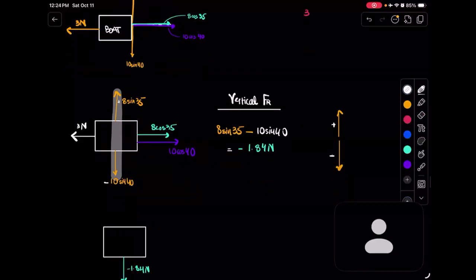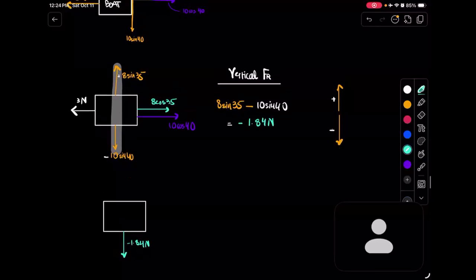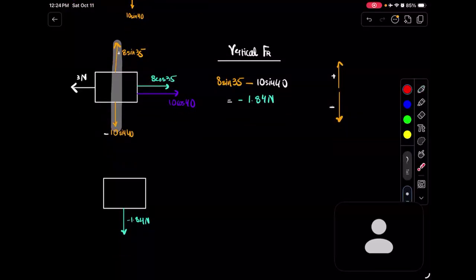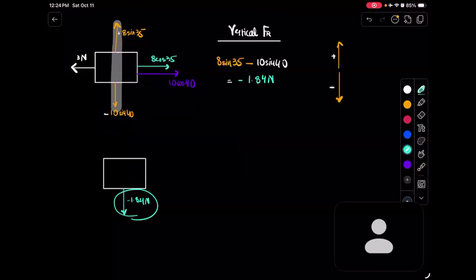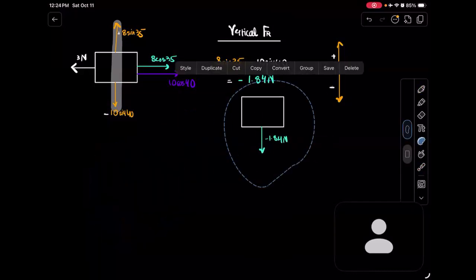It'll make more sense in just a bit. Okay. So I found out the vertical resultant force. That means the net force for the vertical forces is minus 1.84 Newton. So that means the effective force from both of these up and down ones is that the downward force is stronger.